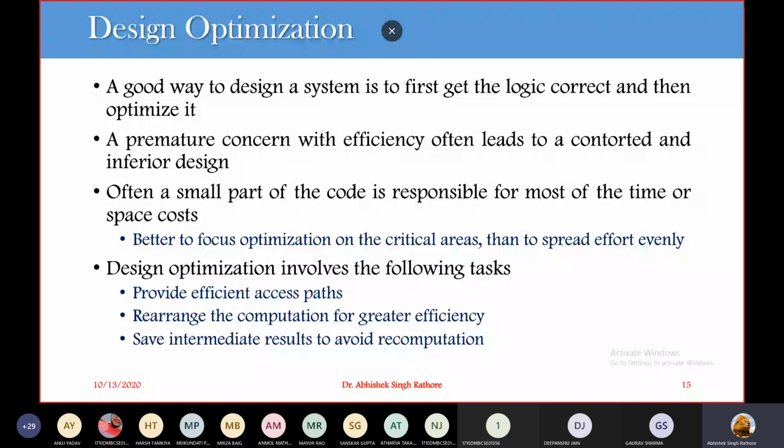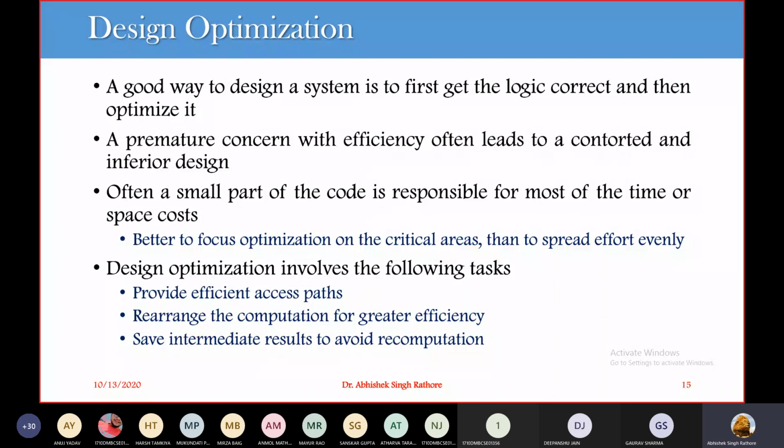When we are going for optimization, it is difficult to optimize a design that we had created, because we suppose that we had created some design, and it is very good in our view.